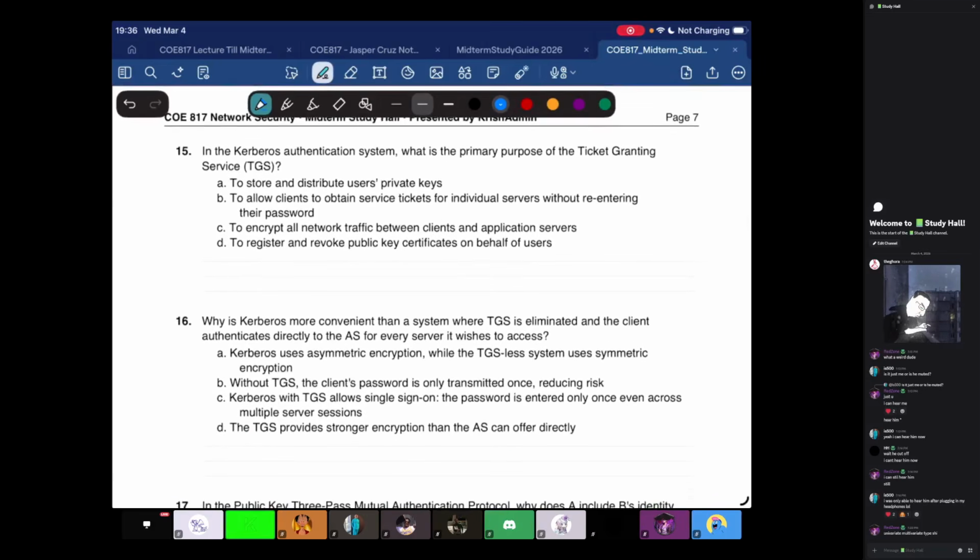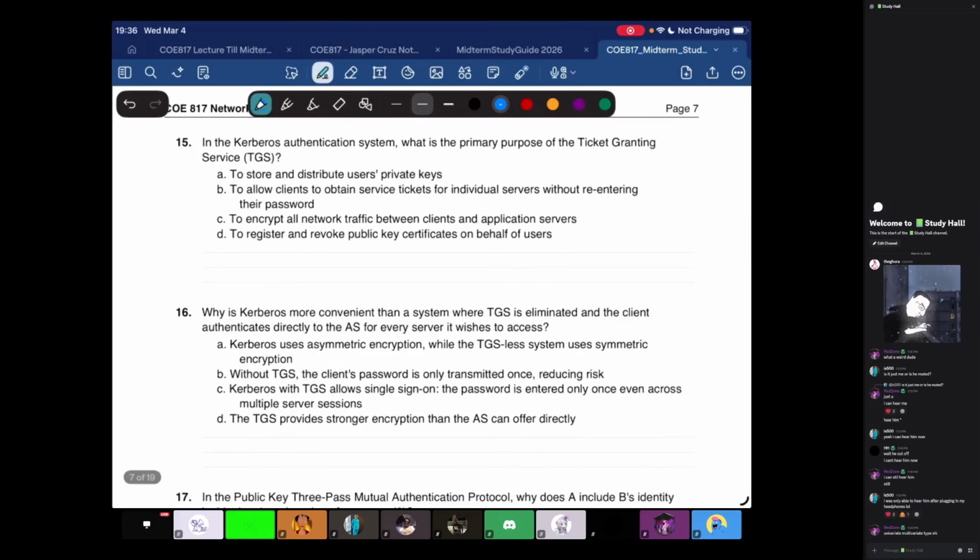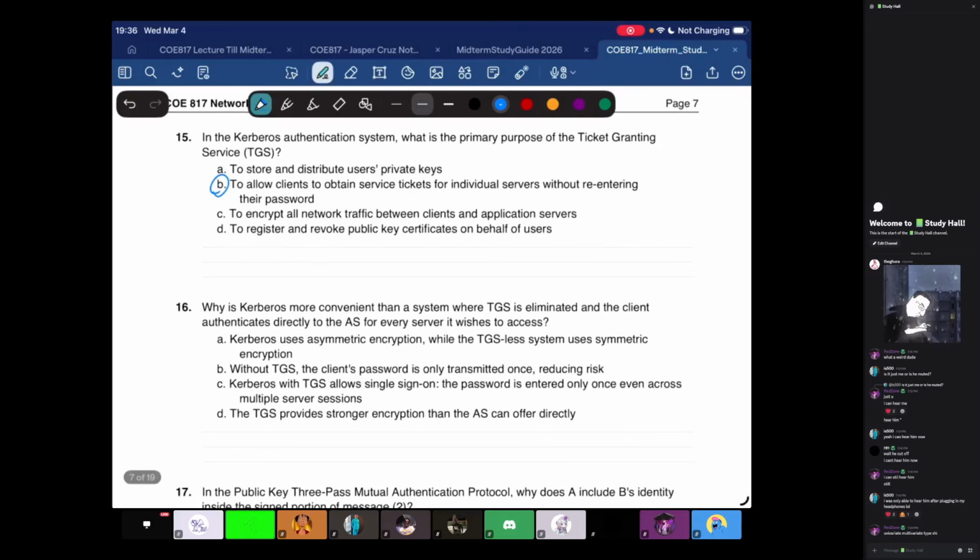Okay. Getting into some theory. In the Kerberos authentication system, what is the primary purpose of the ticket granting service? The primary function of a ticket granting service is to allow clients to obtain service tickets for individual servers without re-entering their password, as it's kind of like a one-time login or single sign-on, SSO. Some of you might have used it at school or at work, and that's the same purpose of what Kerberos is trying to allow users to do in this case.